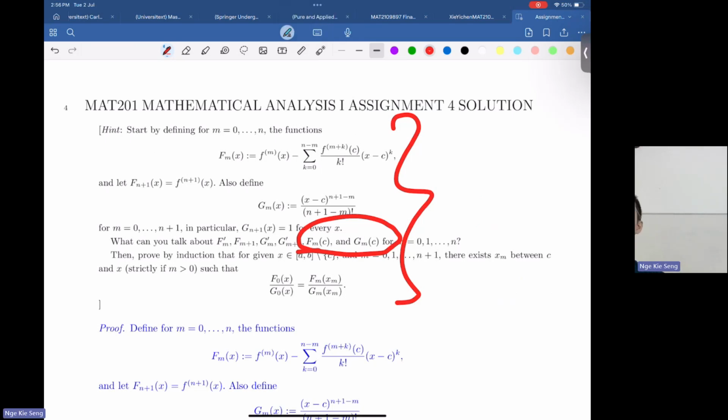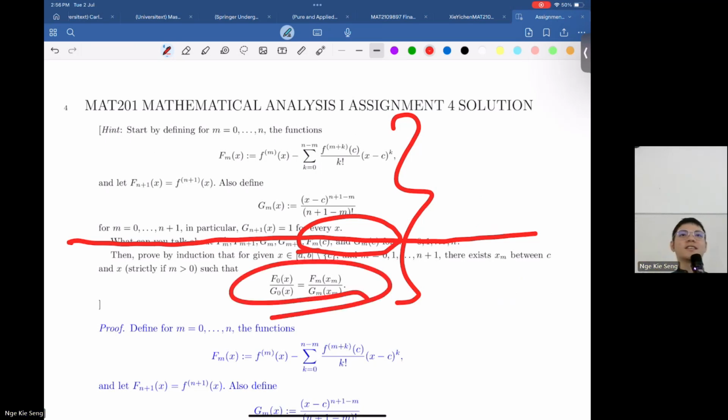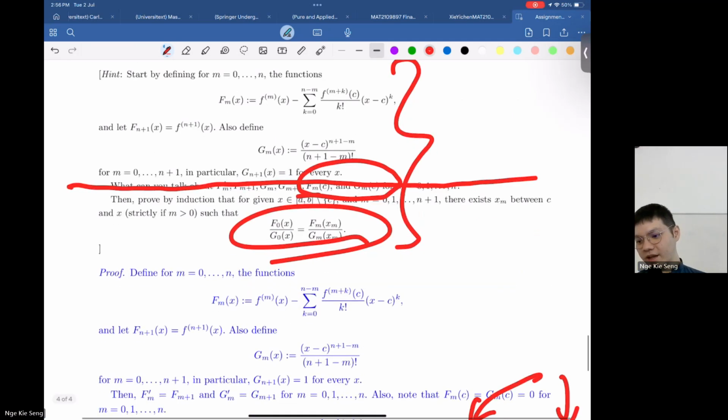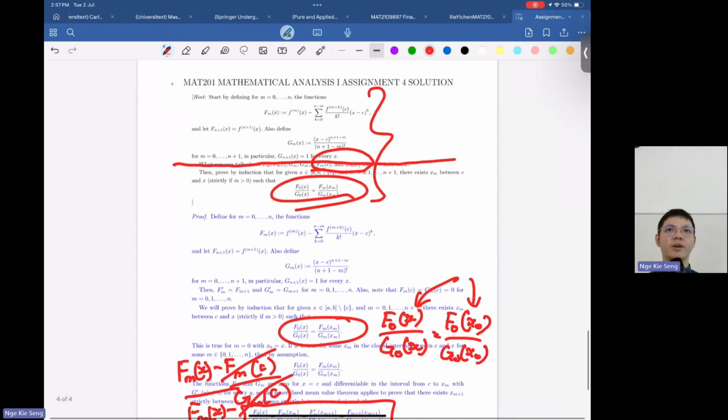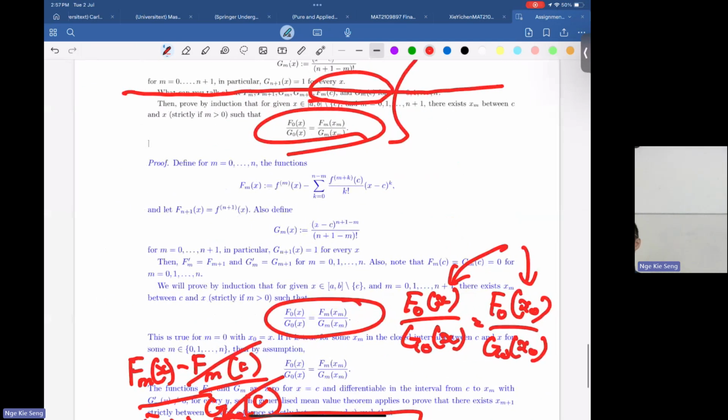If I don't give you this hint, do you know how to do this question or not? Last time when I did this question, my hint didn't have this line. It just gave us F_m and G_m and then told us to prove this. This is what I had last time. Actually, this question you guys did okay. You got the big picture. So there is some small part you need to argue: the base case, and why it is 0 when you evaluate F_m and G_m at c.